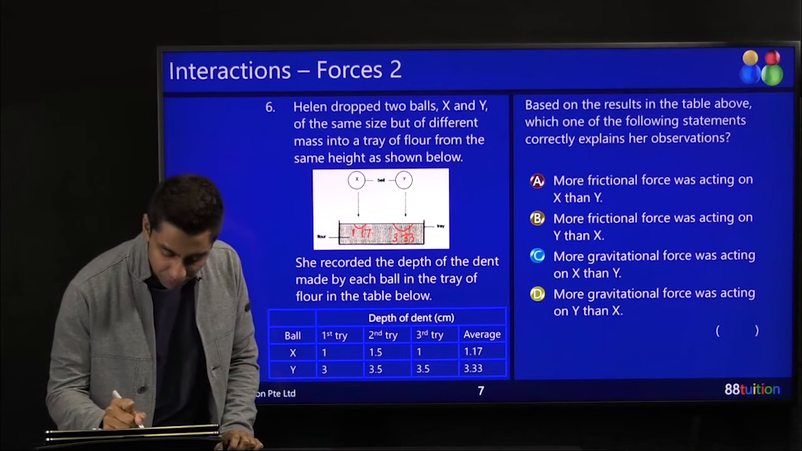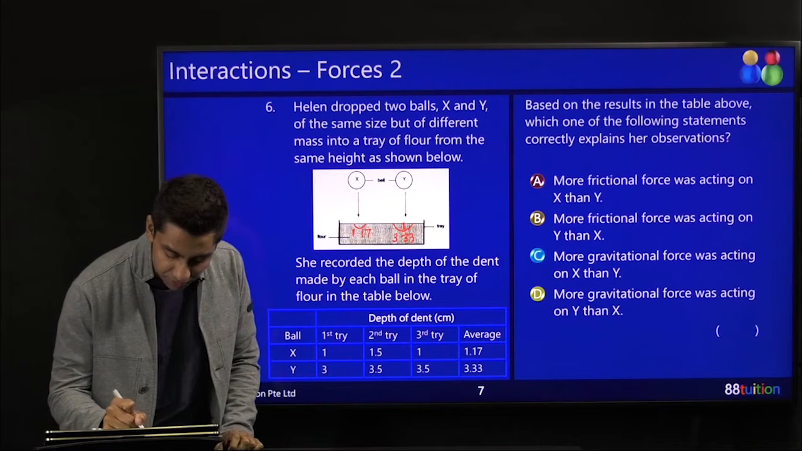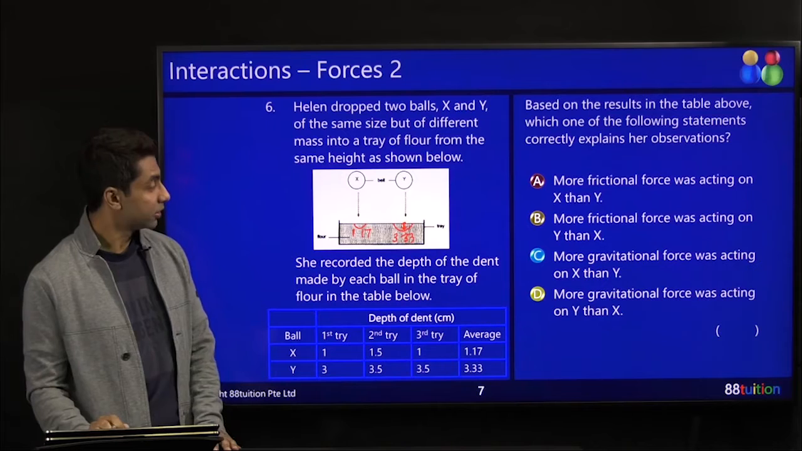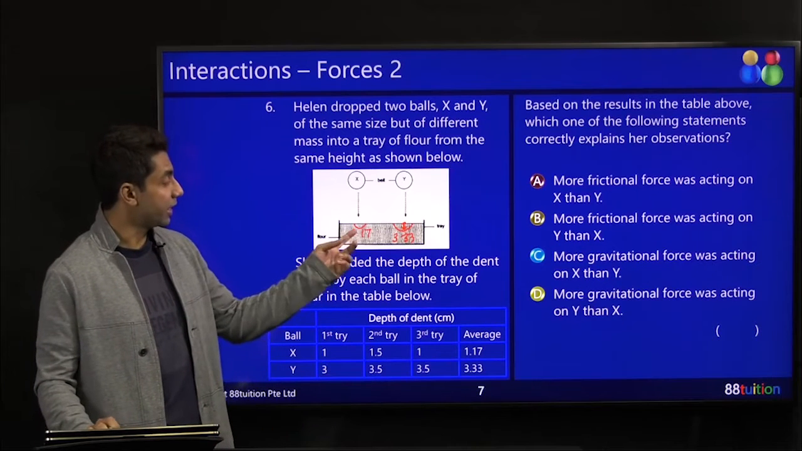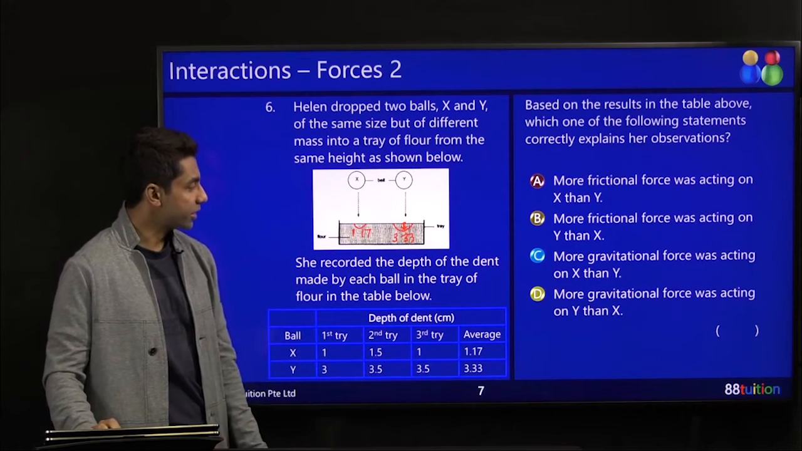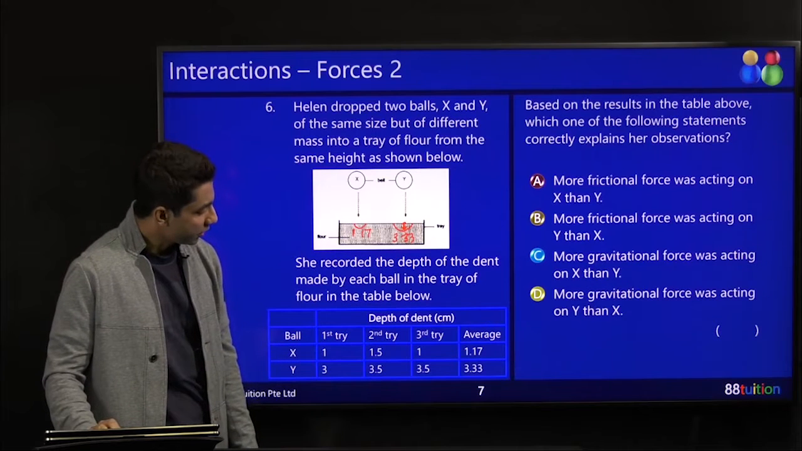And what does the depth measure? It was just this distance here. She measured, okay? So she measured and she found that, hey, X average 1.17, Y 3.33.